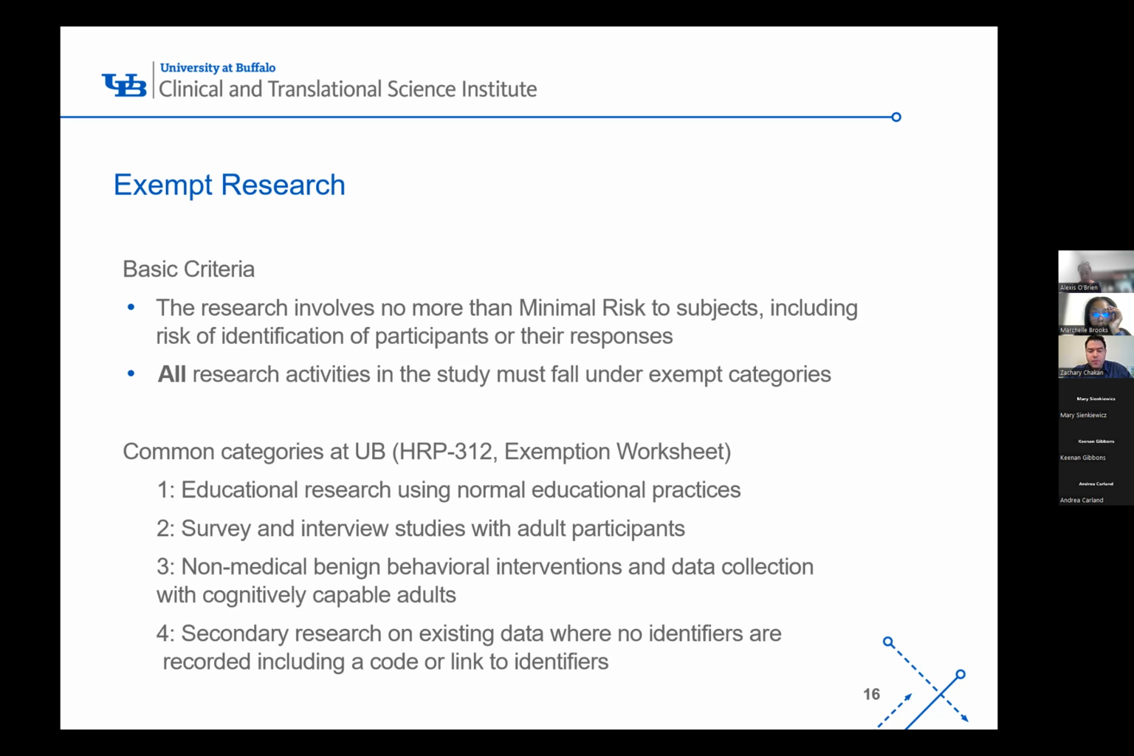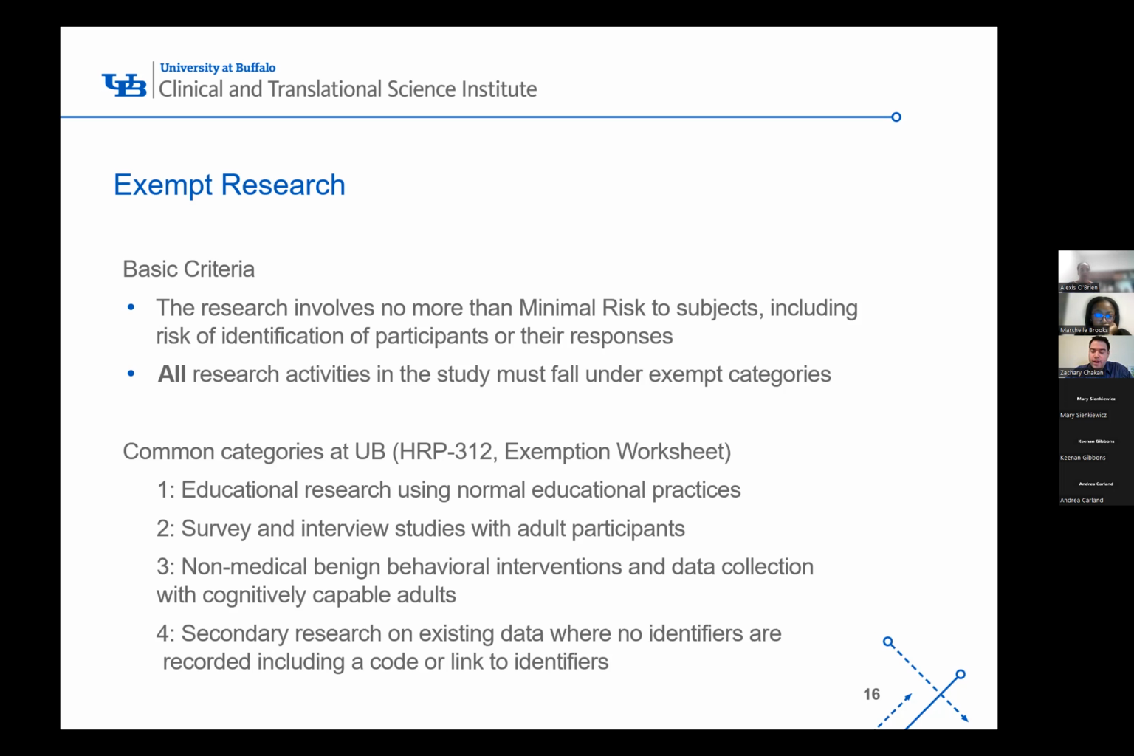So we have HRP 312, which is the exempt worksheet. That's also available in the Click library. It describes all of the exempt categories. The most common exempt categories that we see at our university: exempt 1 is educational research using normal educational practices, which means there's not any new educational practice going on or any educational intervention. It's just looking at standard education that's going on and maybe comparing two different types of standardized educational practices.